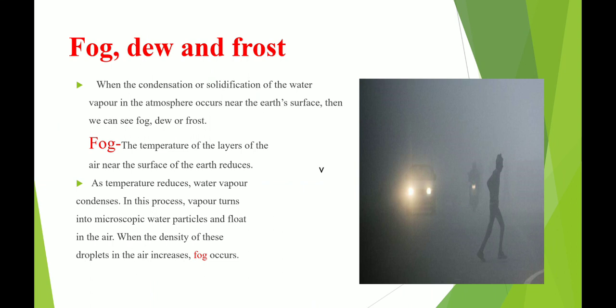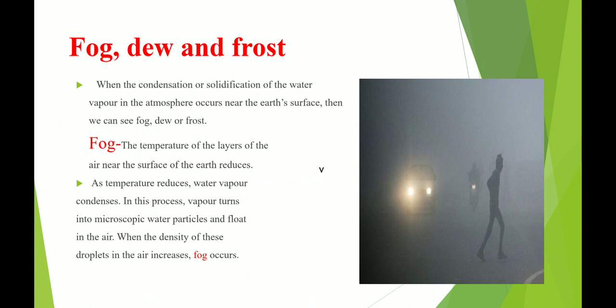See next now, fog, dew and frost. These are also forms of precipitation. Fog, dew and frost occur when two processes, condensation or solidification of water vapor, take place. Water vapors turn into water droplets in the atmosphere near the earth's surface, and then we can see fog, dew or frost.